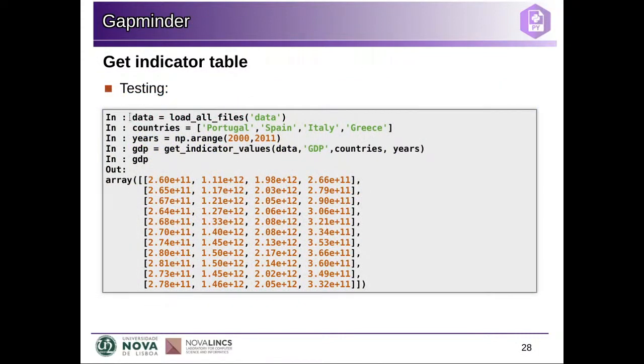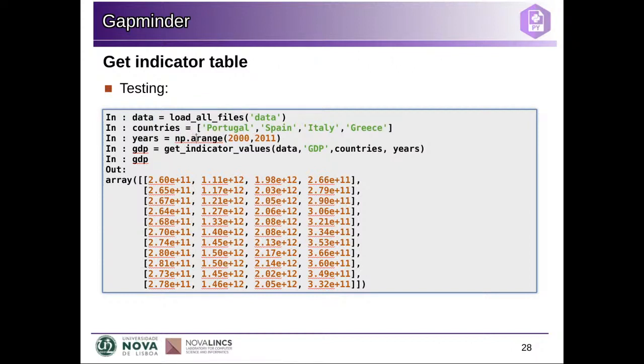So now we can test this. We load all the files. Note that this will give us a dictionary with all the indicators that we have in this data folder. If you include more Excel files from Gapminder, you will get these additional indicators. Now we create a list of countries, for example, Portugal, Spain, Italy, and Greece. A list of years. We can use this range from Numpy.